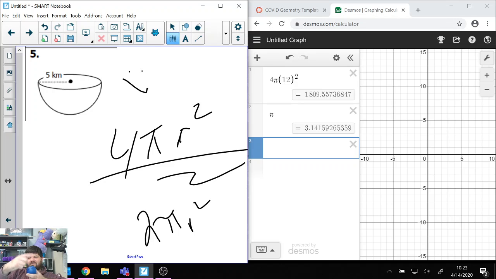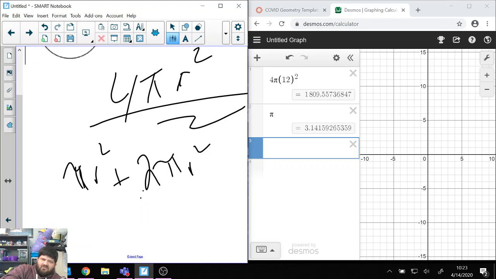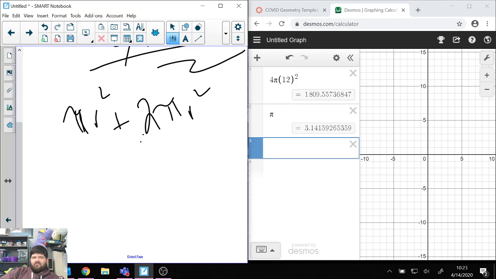Well, what's the area of a circle? Pi r squared. So if you have 2 pi r squared and you have to add to that pi r squared, 2 pi r squared plus pi r squared, it's the same thing as doing 2x plus x, you get 3x. So you get 3 pi r squared.